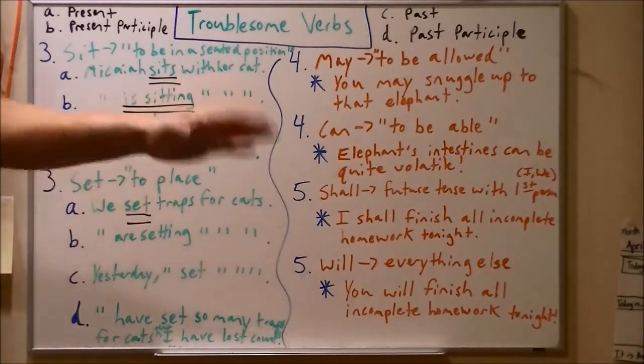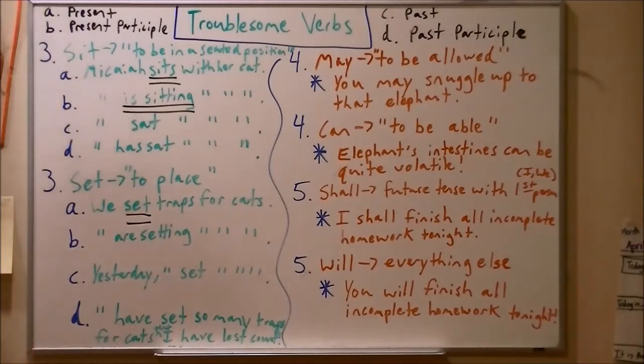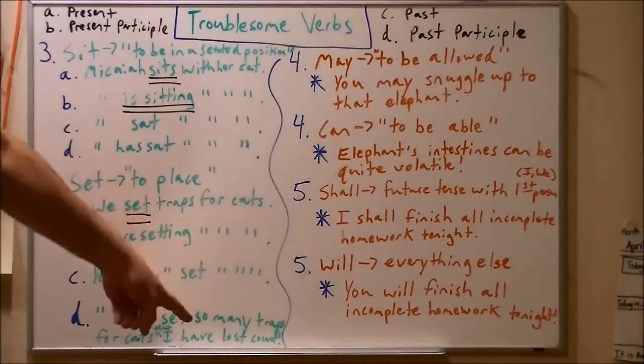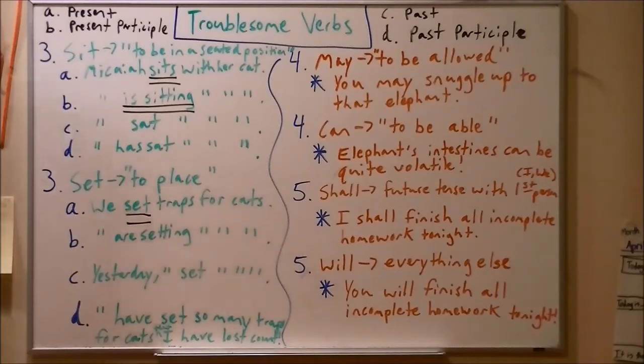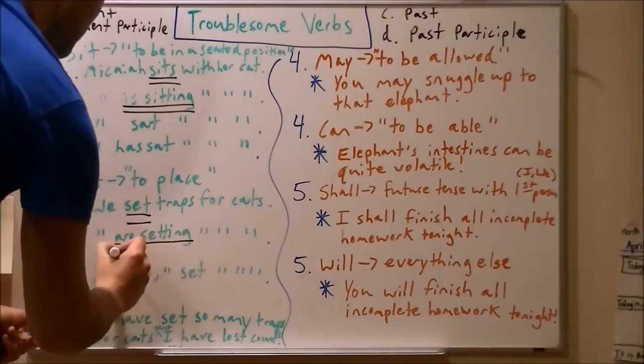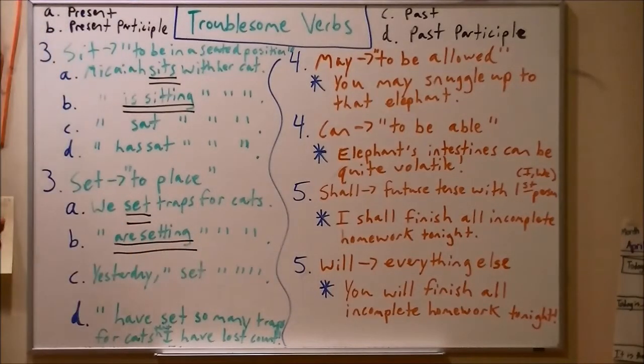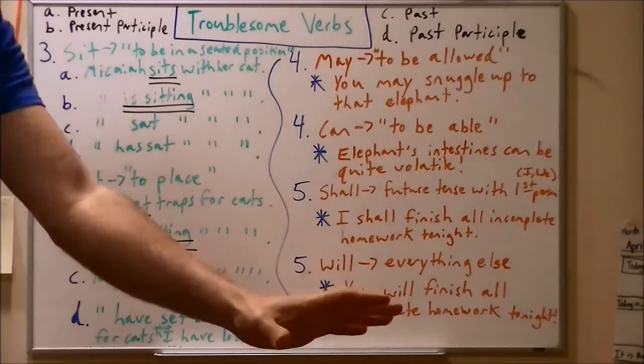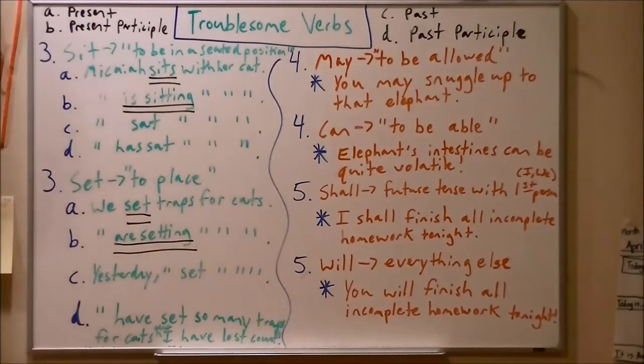Okay, which means we place what? A direct object. Traps, for every one of these, regardless of verb tense. We set traps for cats, we guys. If I want to do present participle, we are setting, not we are sitting. That would be us in a seated position. No, we are setting, or we are placing, what? Traps. For what creatures? Cats, of course. So we are setting traps for cats.